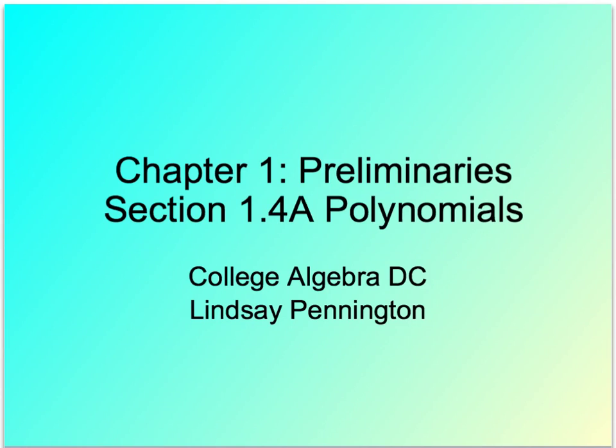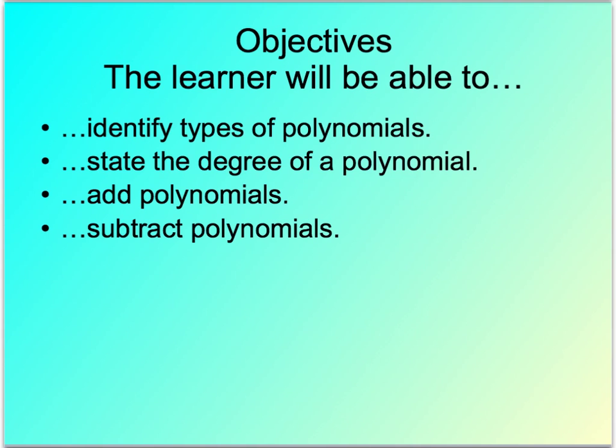This is section 4 in chapter 1, and I'm going to break it down into 3 different videos over the course of 3 different days because it's lengthy and nobody wants to listen to me for that long. By the end of this first video, part A, you should be able to do these 4 different things. Tell me the kind or type of polynomial, state the degree of a polynomial, and then add and subtract polynomials.